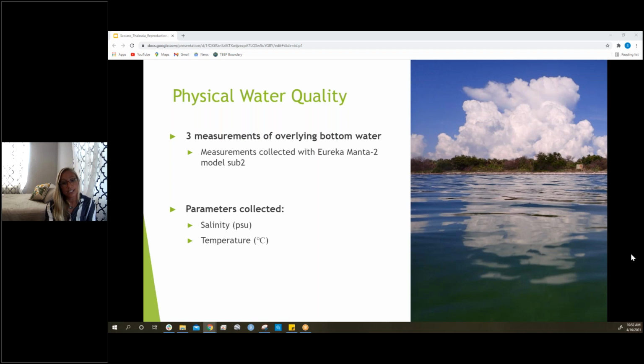In addition to collecting botanical information, we've collected physical water quality measurements of overlying bottom water at each site. Parameters included salinity, temperature, DO, and pH, but for the analysis, we only focused on salinity and temperature since they are known to affect seagrass reproduction.